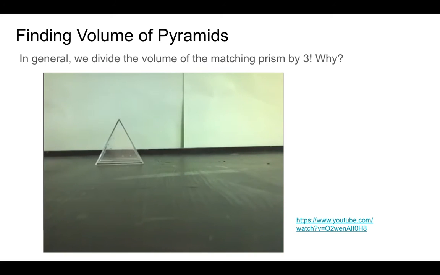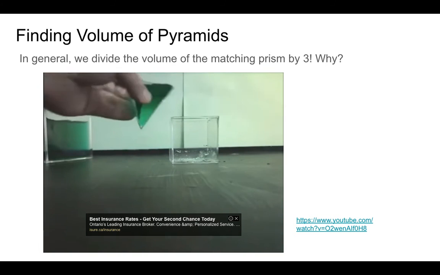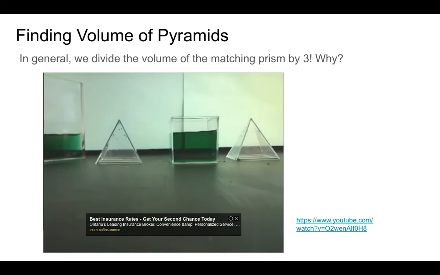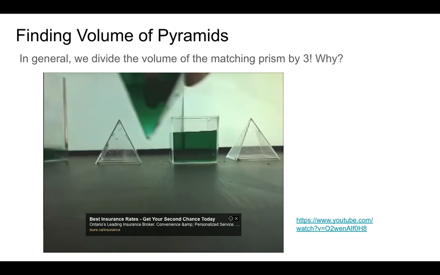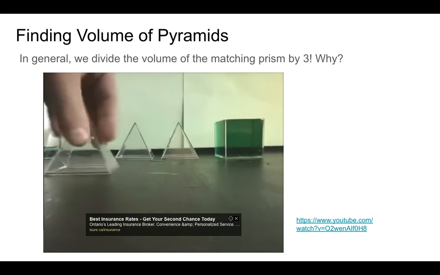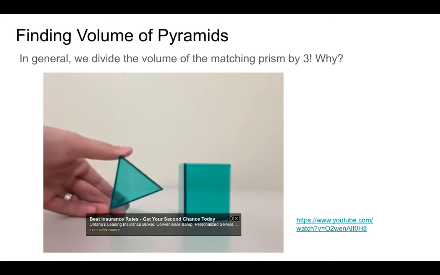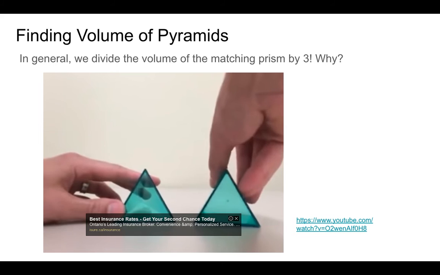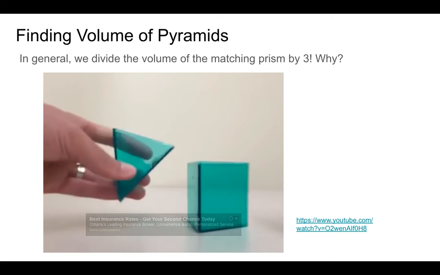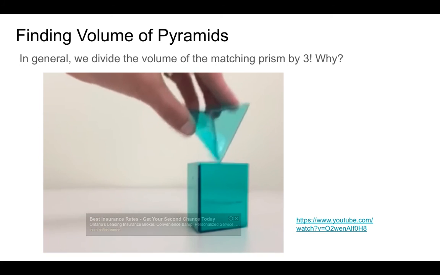So you can see the triangle and the cube have the same height. But if you take the triangle, it takes 1, 2, 3 of them to fill up the cube. And it's going to be the same with any prism of the same height. So this is a triangular base prism with the same base pyramid, and it's going to take 3 of those to fill up the prism.